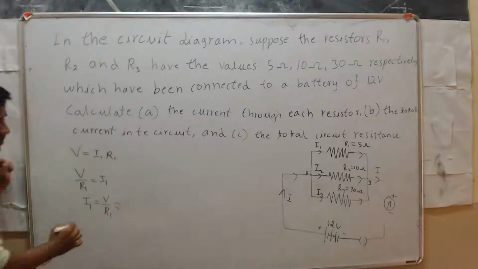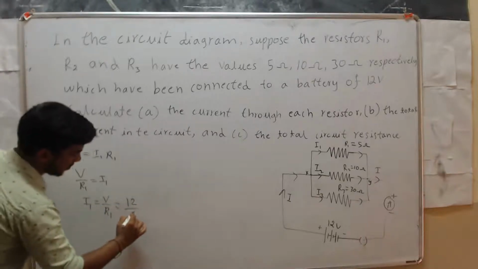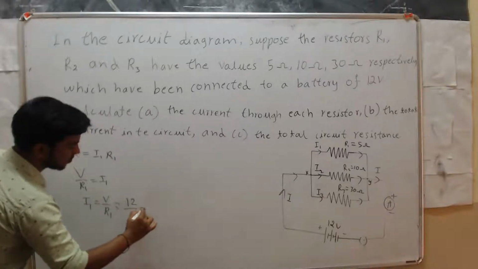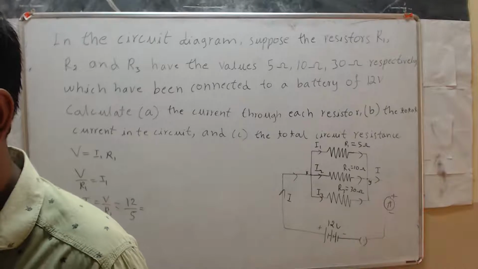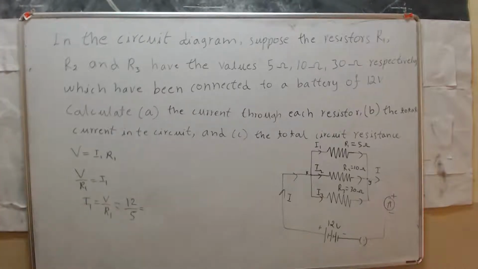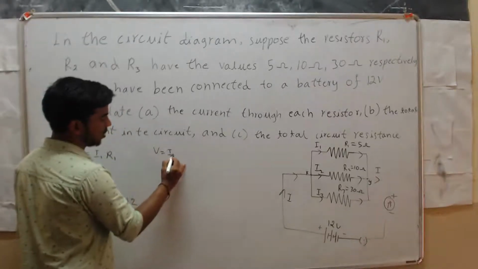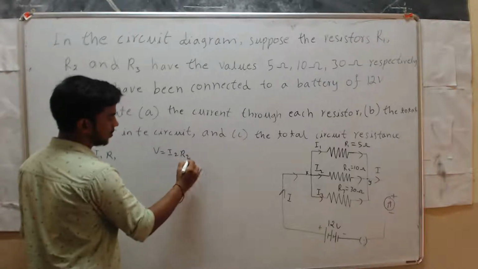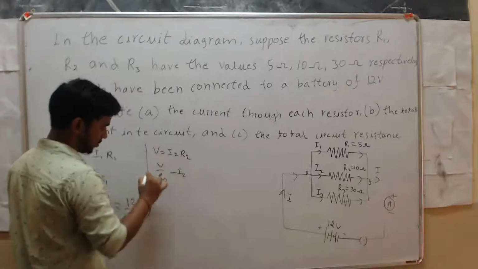So in the solution, what is the V value? That is 12, and R1 is 5 ohm. So 12 divided by 5, what is the answer? Then second one, we need I2, right? So V is equal to I2 into R2. V by R2 is equal to I2.